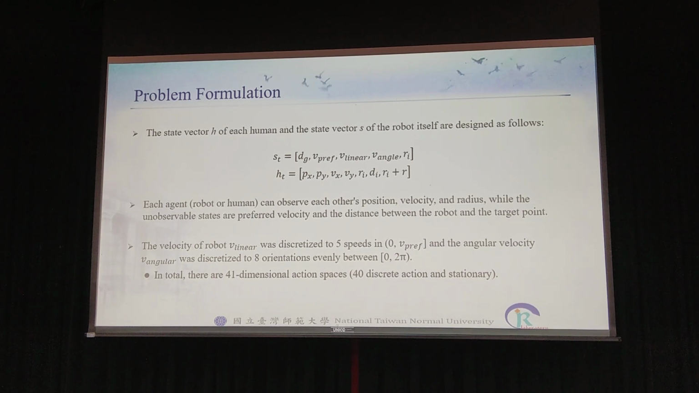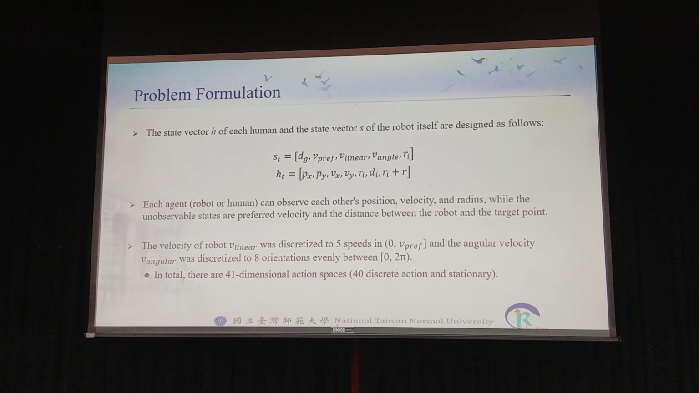Before introducing our efforts, this section is the problem formulation. For a robot to navigate in a crowded environment, we ensure that the robot can perceive the state information of humans and the robot itself from sensors, and the state vector for each human and the state vector of the robot itself are designed as follows. Each agent, robot or human, can observe each other's position, velocity, and radius, which are the observable state, and the planned velocity, heading, and the distance between the robot and the target point.